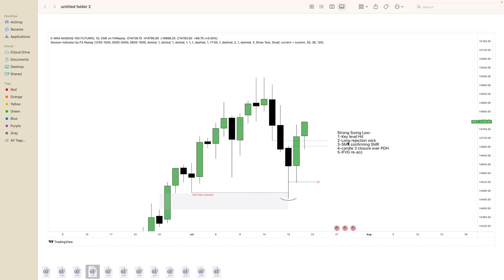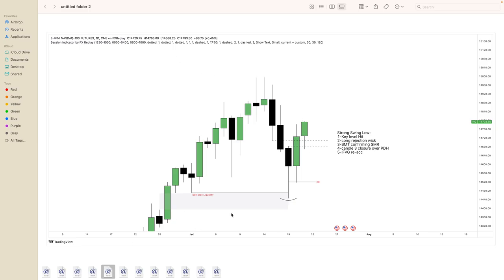Hits a key level, check. Long rejection, check. SMT confirming smart reversal, yep. SMT at the lows. Candle 3 closure over previous day's high, check. And then we disrespected the PD array, so what is this candle likely to do? Open low, right? And accumulate, and then distribute high.